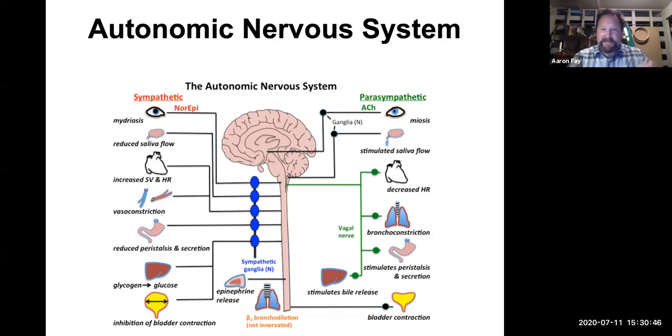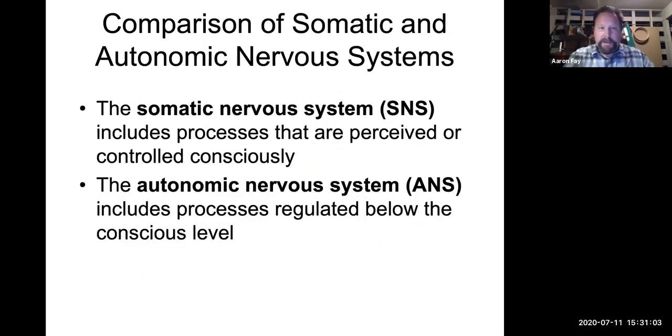And you can see the different effects of the different branches of the ANS. I encourage you to take a look at this figure once we've gotten through all the material in this chapter, and it's a very useful resource. But I'll leave it to the end to fully explain.